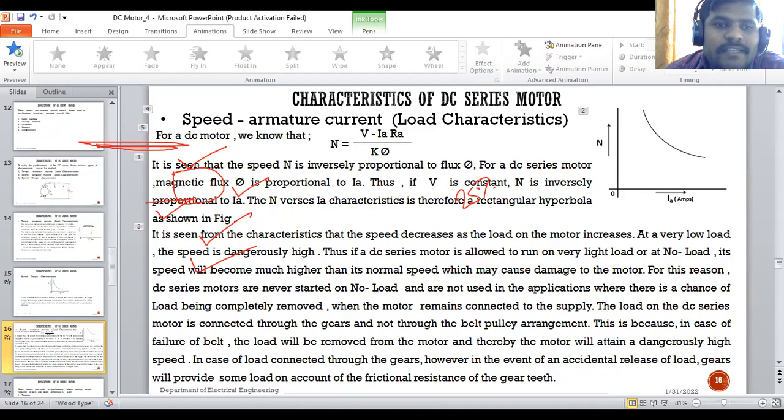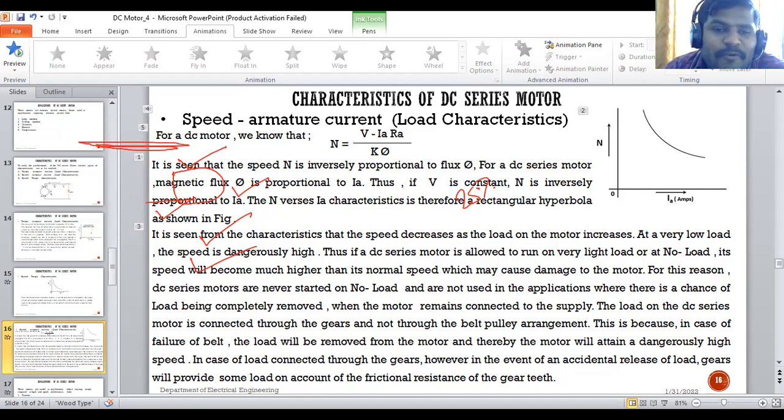Now the next type of DC motor is the DC compound motor, and we want to understand the characteristics of the DC compound motor. Again, there are three types of characteristics in the case of a DC compound motor.